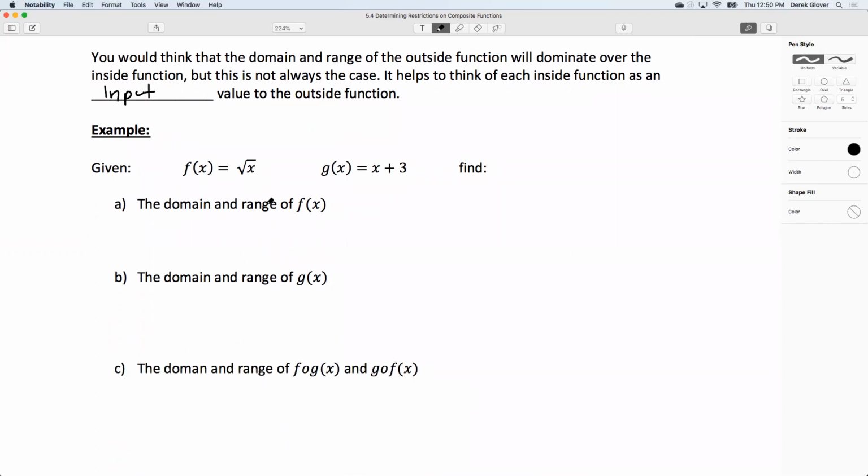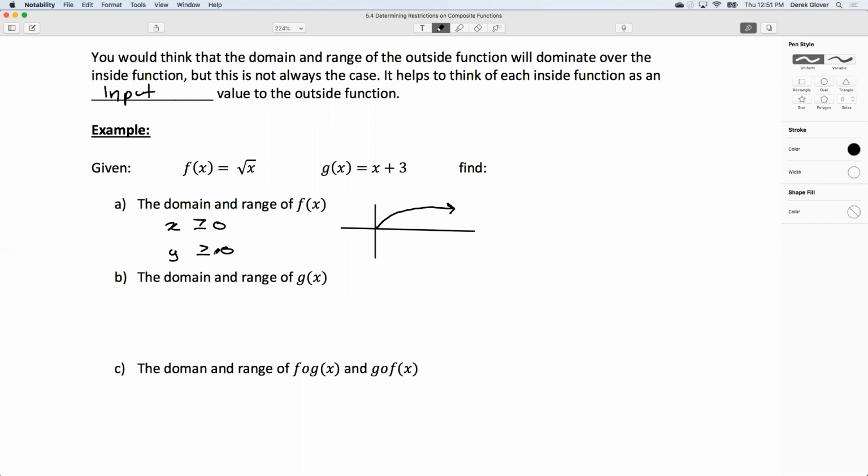So the domain and range of f of x, we've got f of x equals the square root of x. So if we want the domain of that, we can't have a negative in our square root, so x must be greater than or equal to 0. As far as our range goes, if we were to graph this, square root functions always take a similar shape. If we were to graph this, we would get this. So for the range, y is greater than or equal to 0 as well.